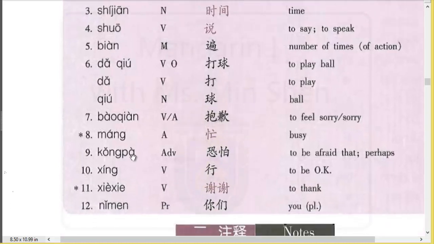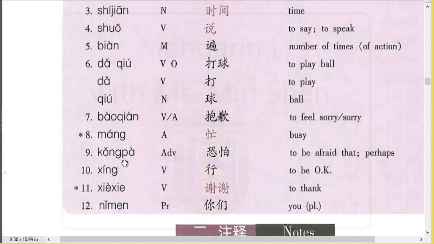And next one, 抱歉. It's another way to say sorry. So it's the same as 对不起, right? 抱歉 and 对不起, they are the same. 忙, we already know it. Busy, 很忙, too busy, 太忙了.